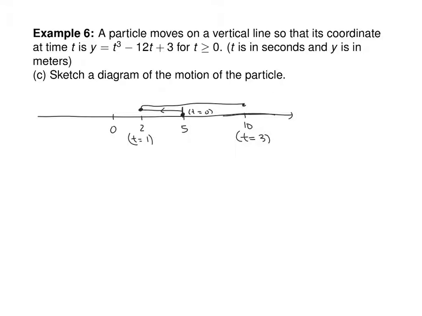How far did it go? What is the distance it traveled? Think, how many spaces did it march? How many spaces backwards from 5 to 2? 3. And then how many from 2 to 10? 8. Total of 11. Okay? So the important thing is where you start, where you turn around, and where you end.